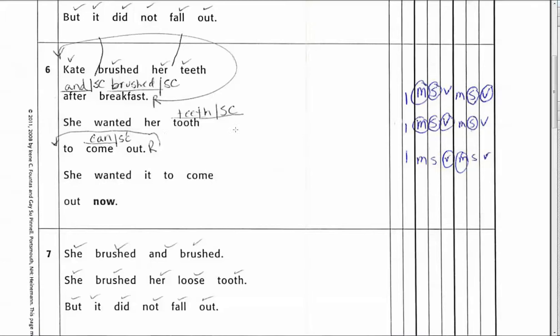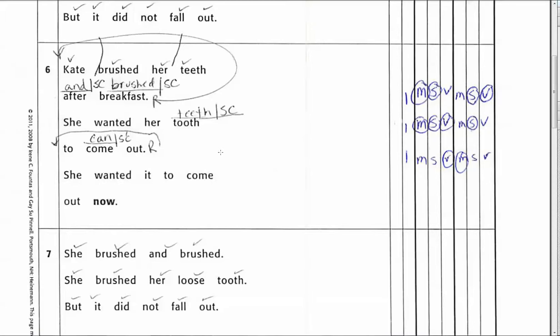She wanted her teeth. So, does that make sense? Yes. Does it sound right? Yes. Are there any visual similarities? Yes. So, one thing that might have made this student go back and self correct is that she wanted her teeth might not have been structurally sounding right to the student because we're talking about the loose tooth.